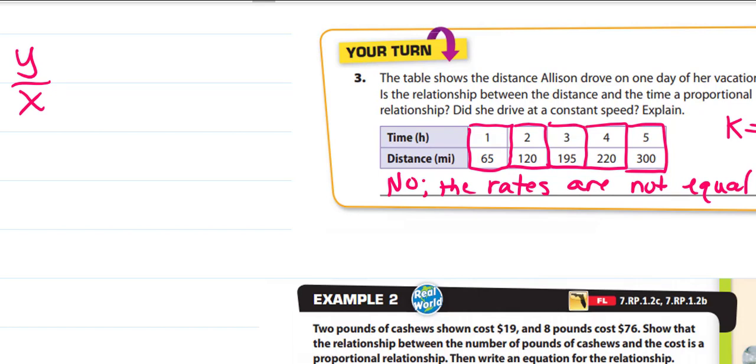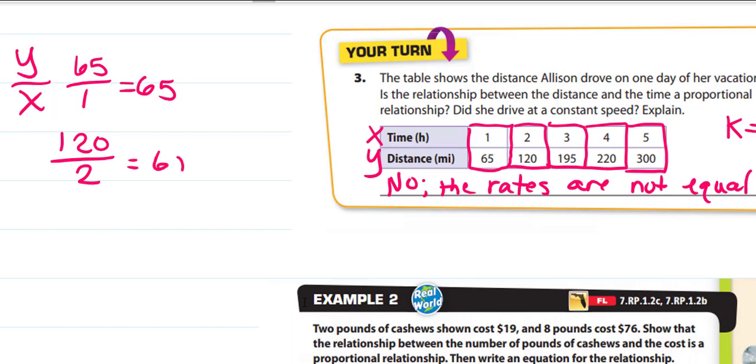So we have time and distance. Well, time is going to pass no matter what, but the distance that's traveled is dependent on the time. So this is my x value and this is my y value. And now I would simply divide each one of these. So in the first rate, I have 65 divided by 1. That's going to equal 65. The second rate, we have 120 for our y value divided by 2. Well, that's going to simplify down to 60.